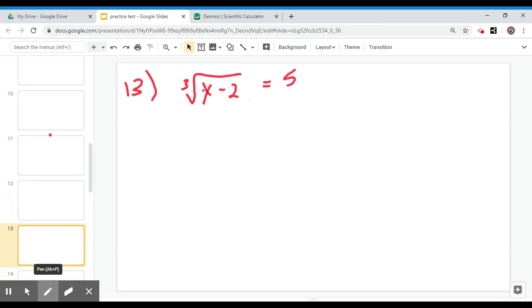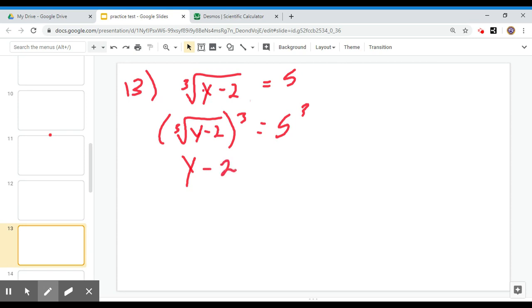So step 1, the way we undo the cube root is by cubing both sides. So we're going to cube the cube root of y minus 2, and we have to do it to the other side as well. So then we're left with what's under the radical. So y minus 2 equals 5 cubed, which is 125. Then we add 2 to both sides. Y equals 127.